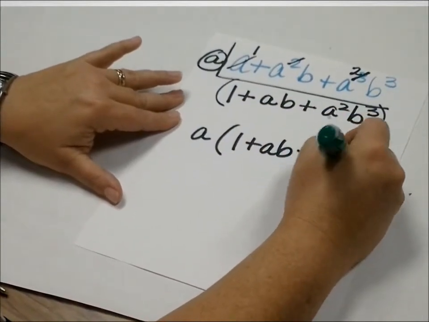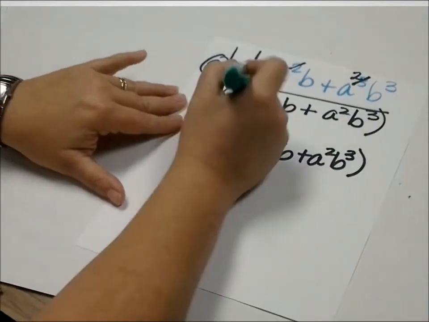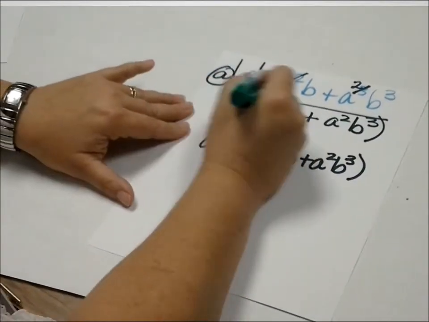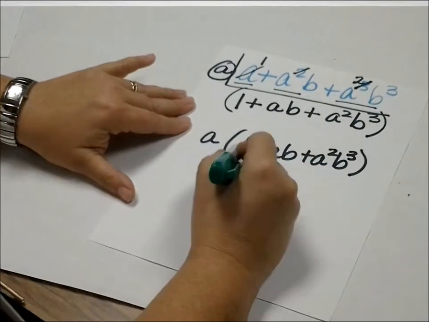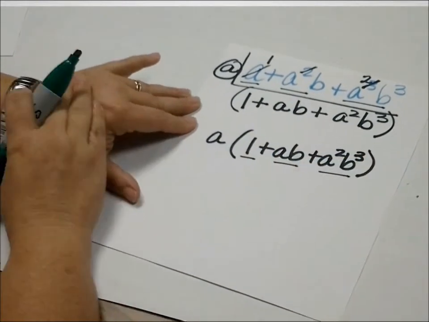A good practice, a good conversation to have with your students is, if it's greatest common factor and we factored out of a trinomial, we should have a trinomial inside of those parentheses.